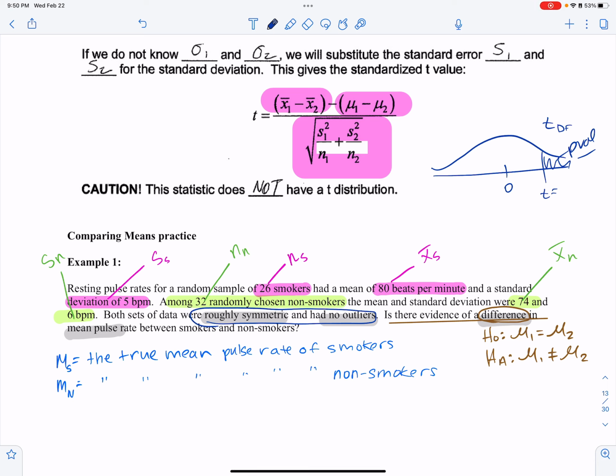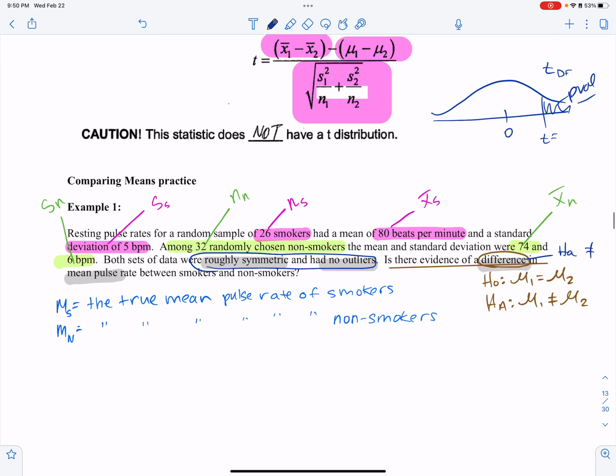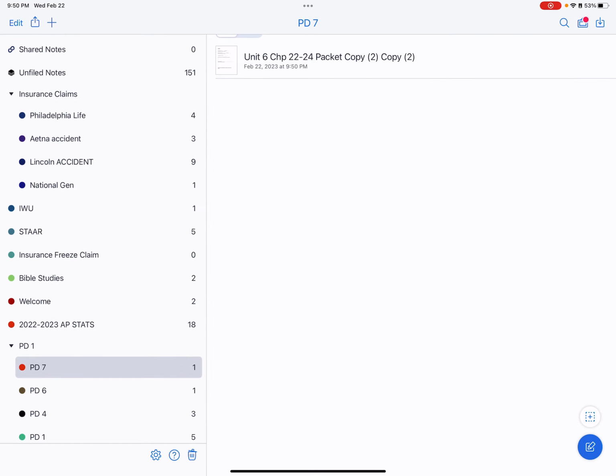And then, is there evidence of a difference? Evidence of a difference means my HA is going to have a not equal to, because it doesn't say greater than, it doesn't say less than, it just wants to know if there's a difference. Okay, so let's go ahead, and I'm going to jump over to where the answers are on another form.